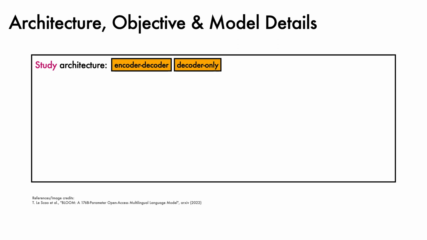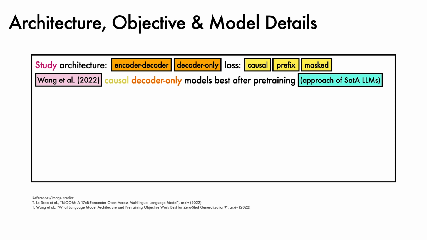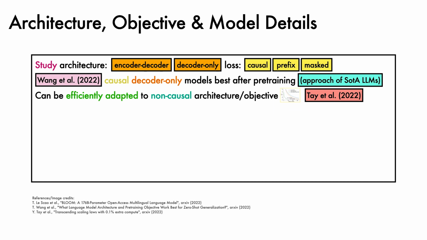To choose a good configuration, the project conducted a study of architecture choices, comparing encoder-decoder and decoder-only models and their effectiveness with different losses, specifically causal, prefix, and masked language modeling. The results, reported in Wang et al., find that immediately after pre-training, causal decoder-only models work best, which matches the approach of current state-of-the-art language models and suggests that these models are following a reasonable formula. It was also found that causal decoder-only models can be efficiently adapted to a non-causal architecture and objective by changing the masking pattern and continuing pre-training, a result corroborated and extended in the recent work of Tay et al.